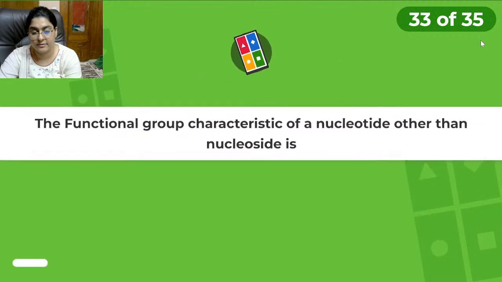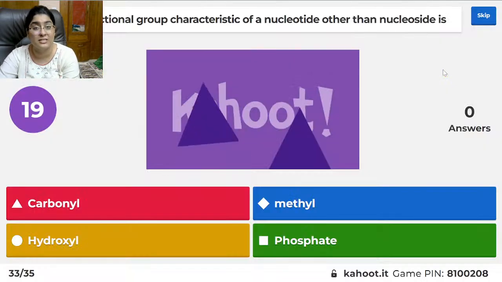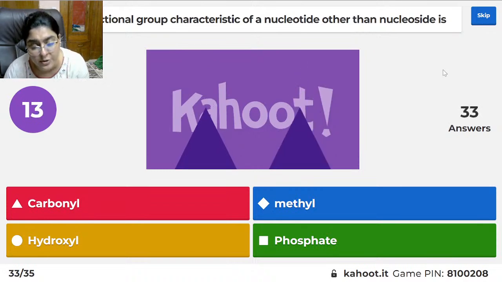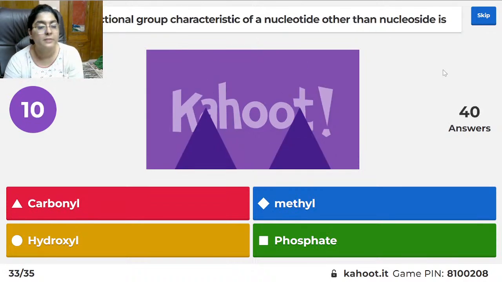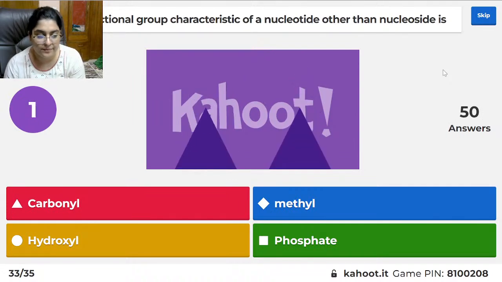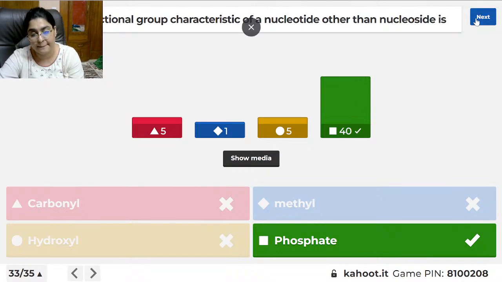All right. The functional group characteristic of nucleotide other than nucleoside is... That means what sets apart a nucleoside and a nucleotide? What is different between a nucleoside and a nucleotide? It's a phosphate group. When you add a phosphate to a nucleoside, it becomes a nucleotide.